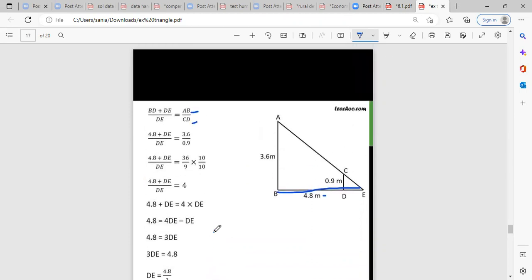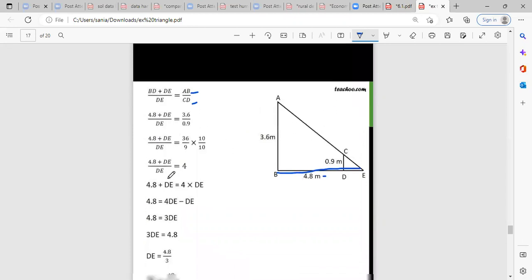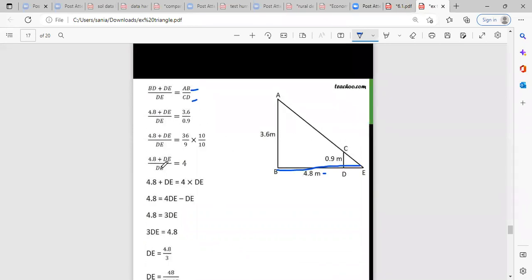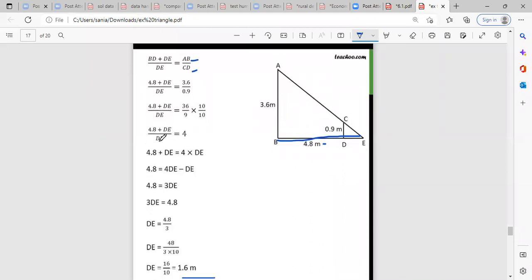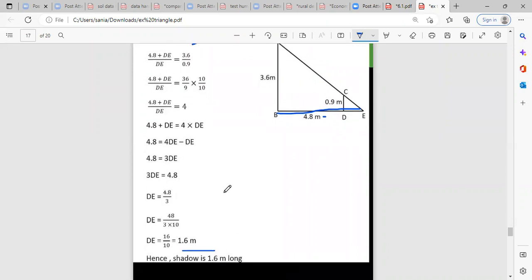Clear? Yes. So I hope you know the division part over here. It's 3.6 and 0.9, so that's why you multiplied it by 10, right? And similarly over here it is DE. Till here it's fine. Now this DE will come here, right? So it is 4DE. Then this DE will come here, so 4DE minus DE will be 3DE. Like this you will solve.